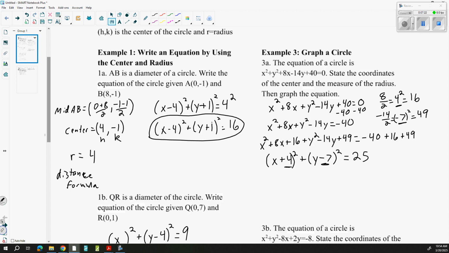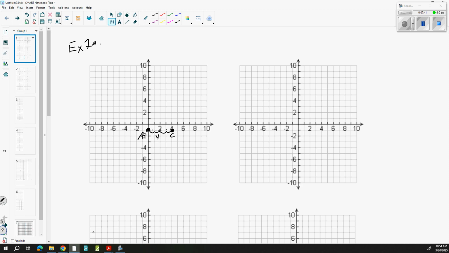So now that we've rewritten our equation, we can say that the center of our circle is at (-4, 7), and the radius is the square root of 25, which is 5. So what we're going to do now is graph that. So we go back over to our graph paper.